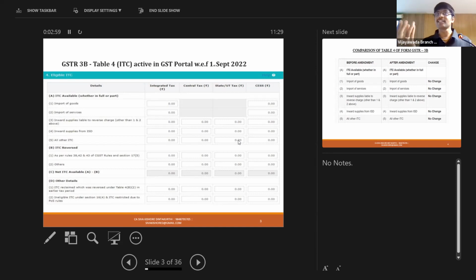At least the instructions to Form 3B have to be amended. Only with respect to e-commerce operators was the amendment placed. But the entire disclosure requirement of the new schema of permanent reversal, temporary reversals, reclaim, and Section 16 subsection 4 ITC related to previous years, which are required to be punched as other details in 4D1, 4D2, all these are put forth, clarified through a circular. Anyway, as I already told you, an Act will come, a notification will come, a form will be changed, and a circular will be issued. Finally, we will wait for the portal to open.